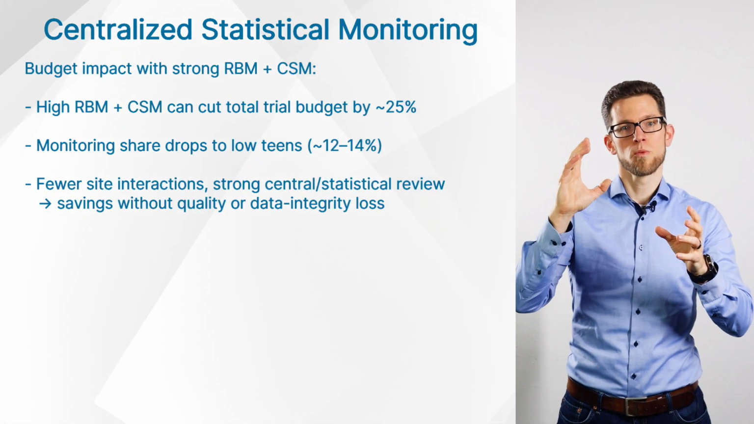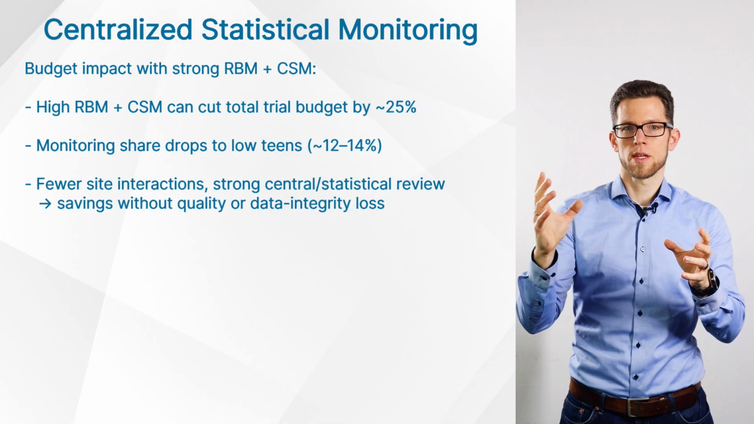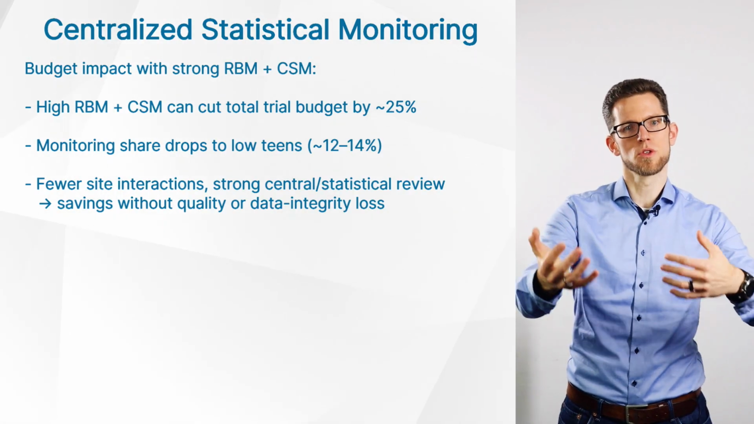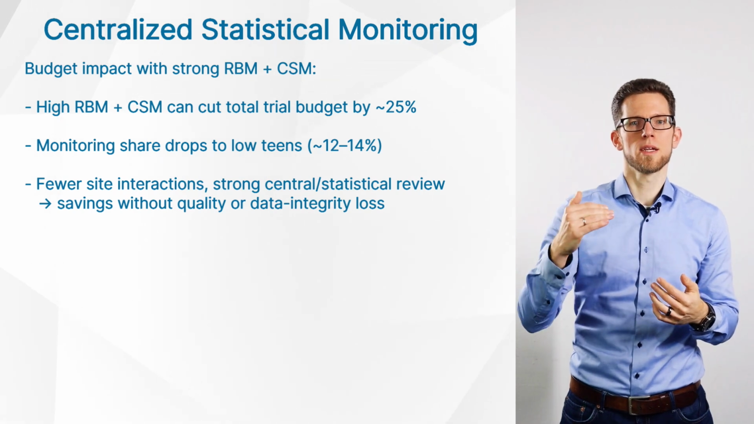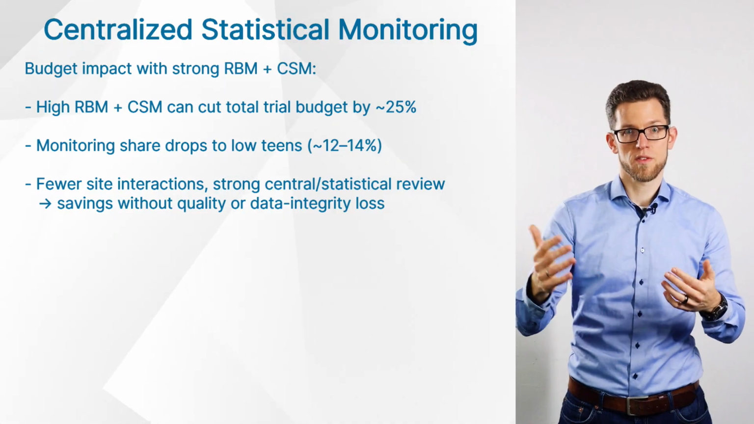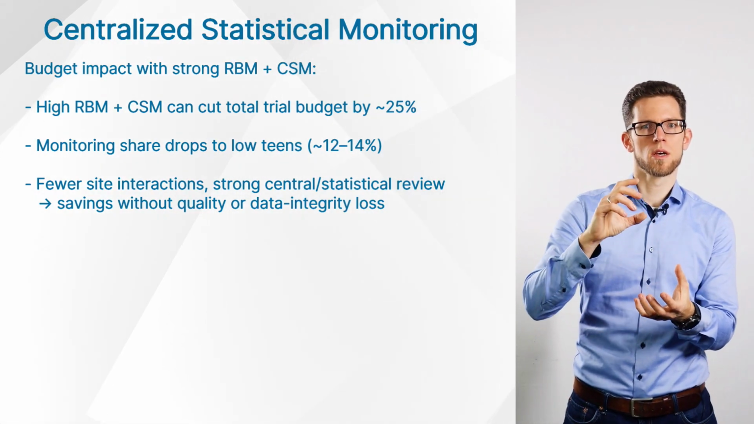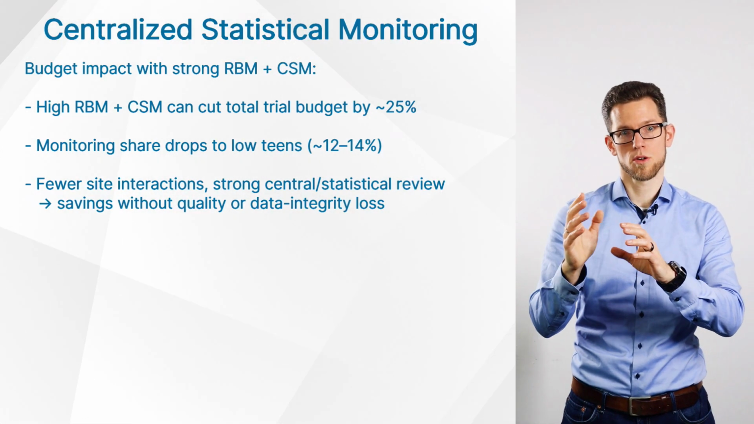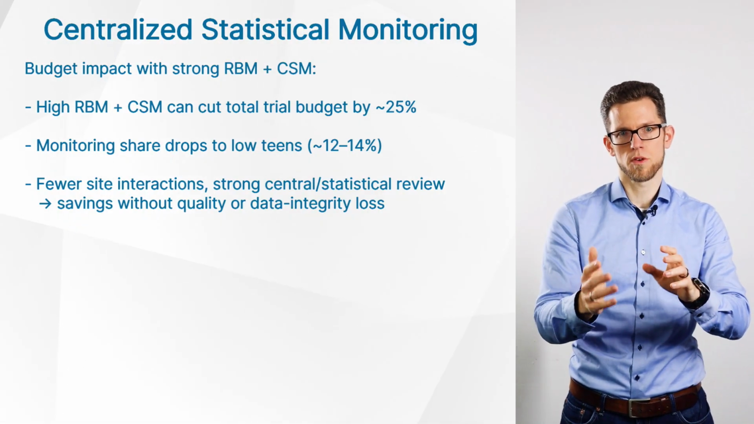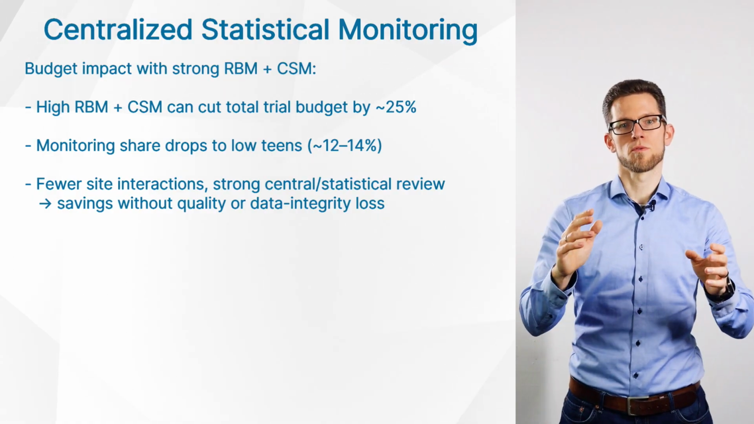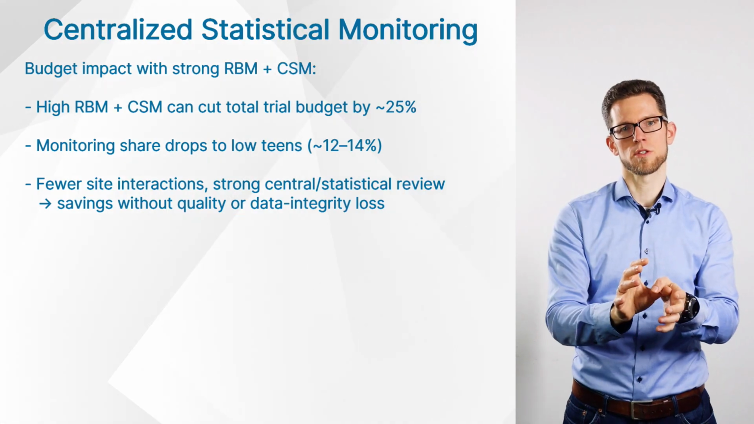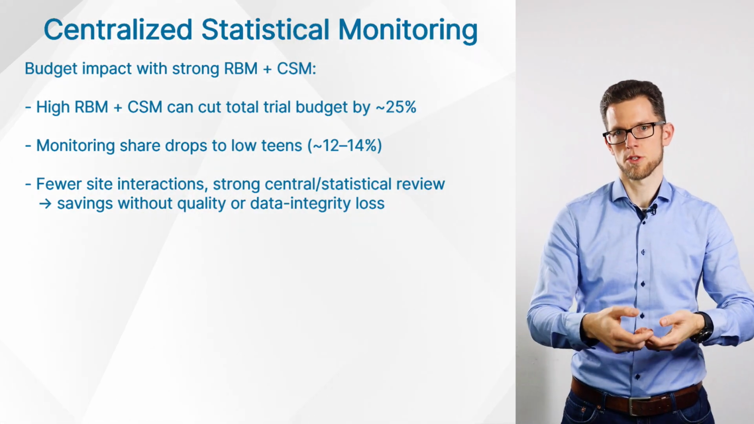So when we look at CSM-enabled trials that use a high percentage of risk-based monitoring, reducing on-site monitoring, this quickly reduces the overall trial budget by sometimes 25% and pushes the proportion that monitoring constitutes of the overall trial into the low 10%. So like 12, 13%, 14%, which is the budget allocated to site engagement, early startup for the trial, collecting all the documents for regulatory submissions, and so on.